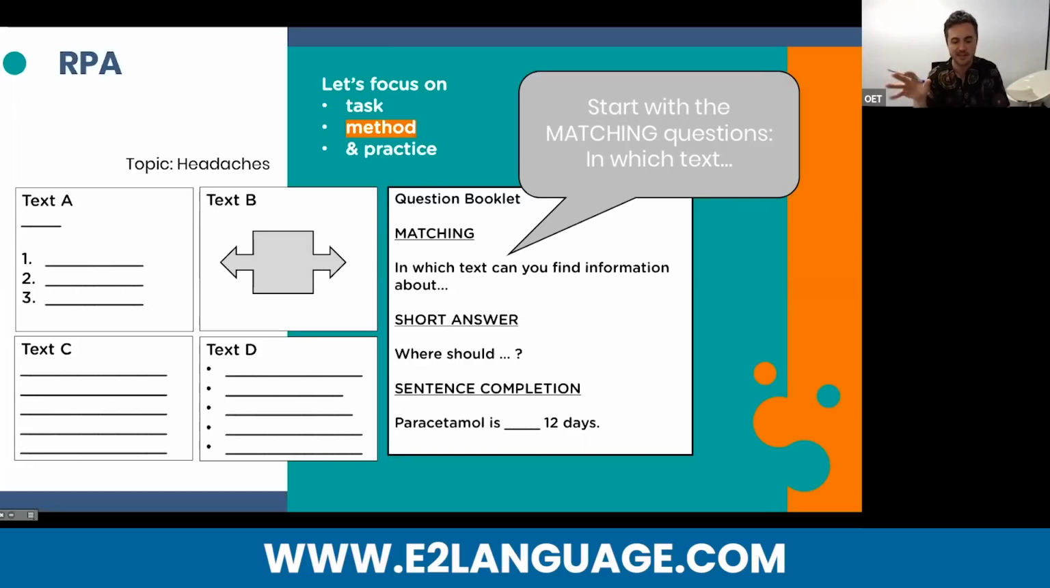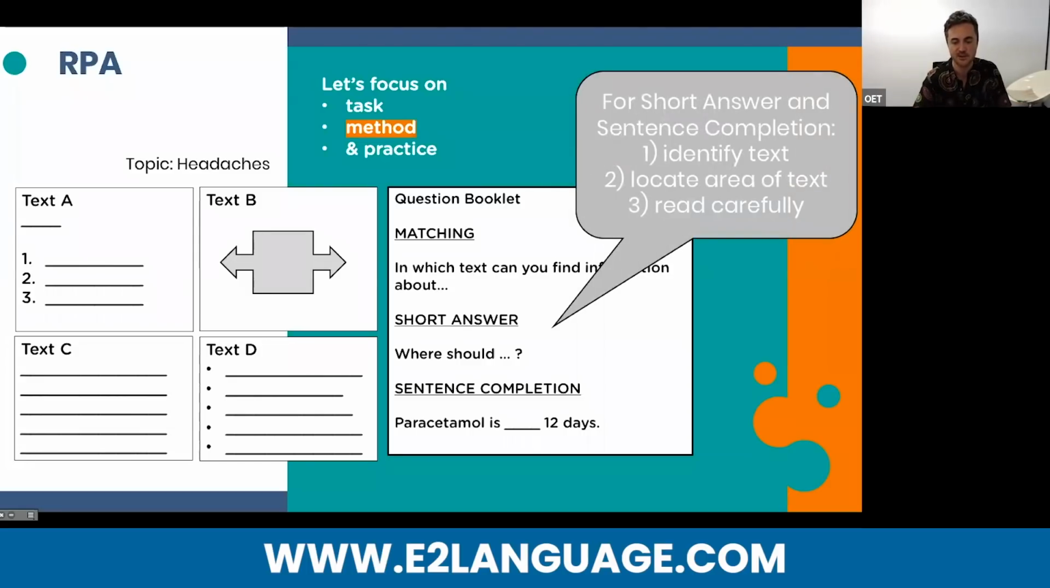And by doing the matching questions first, which you should do anyway because it's question 1, it further helps you to know more about that text and get into the details and the specifics. Because then you'll move into the short answer questions. And there's a little method here too. It goes a little bit deeper than just saying which text that information is in. You firstly need to do that. The first step to answer a short answer or sentence completion is to identify the text.